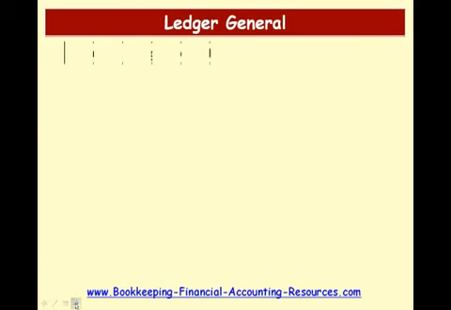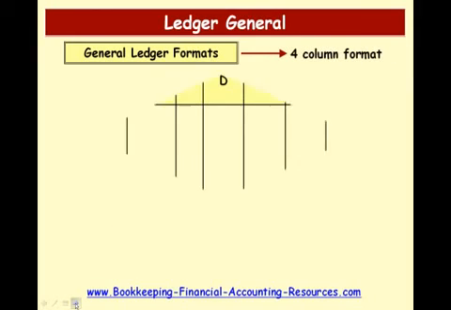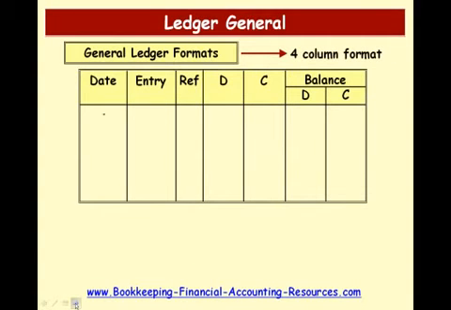The other format of the general ledger is a four-column format. And the example is here. You can see that we do not have separate parts for debit and credit, but we have two columns to record debit and credit and to calculate the final balance. So at the beginning of the period, we have the opening balance, then we record all the transactions, posting them from the general journal.